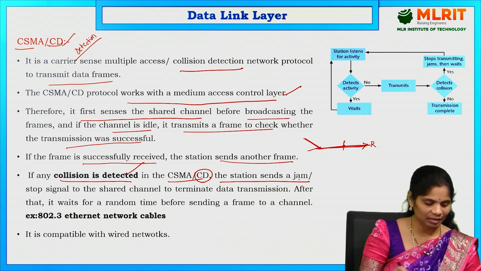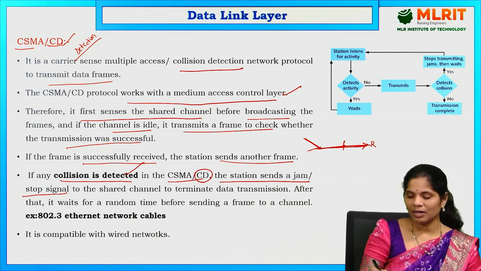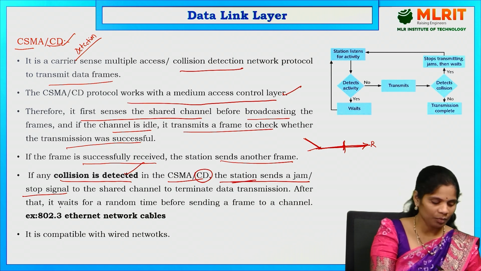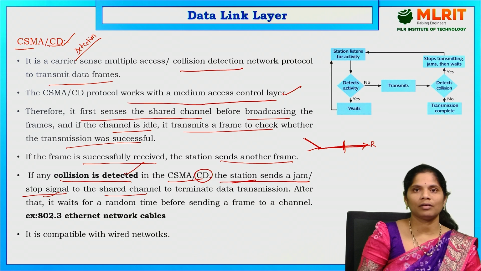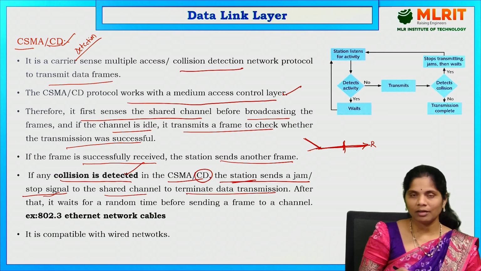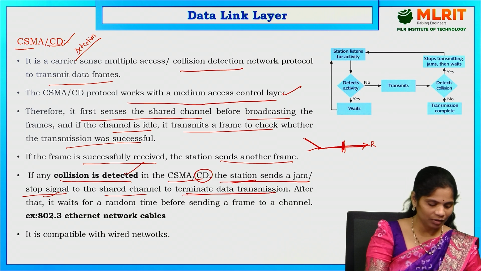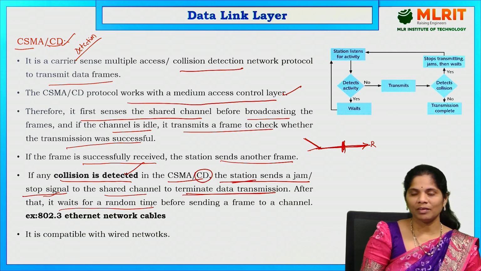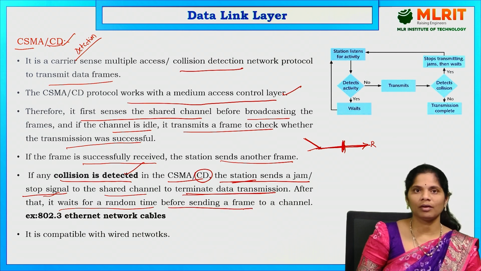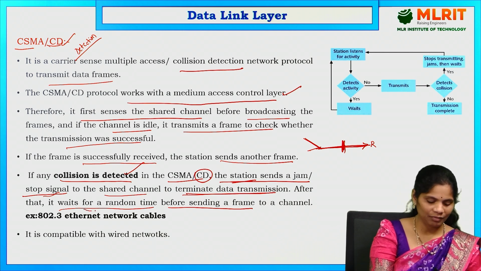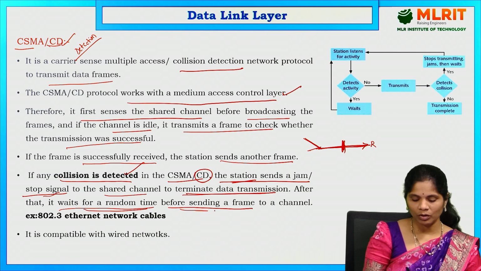The station sends a jam or stop signal. Whenever a collision is detected, the station sends a jam or stop signal to the shared channel to terminate the data transmission. After that, it waits some random amount of time before sending the next frame to the channel, because the collision was already detected. Afterwards, it will send the next frame.